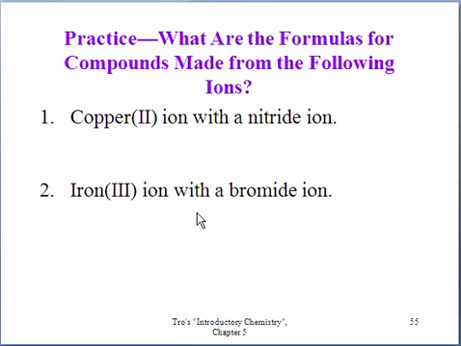So let's put to work what we've learned so far. Pause the slide and tell me what the formulas for the compounds made from the following ions are. The copper 2 ion with a nitride ion and the iron 3 ion with a bromide ion.